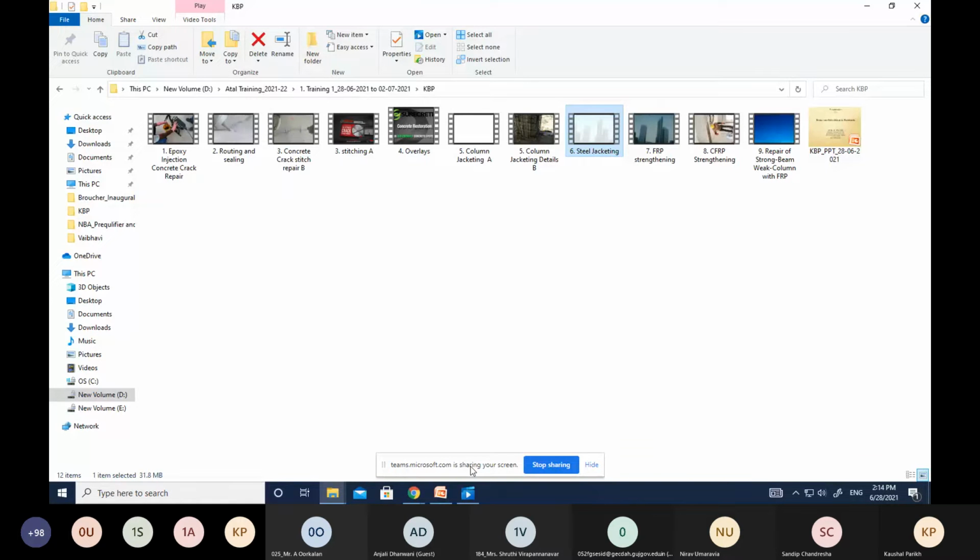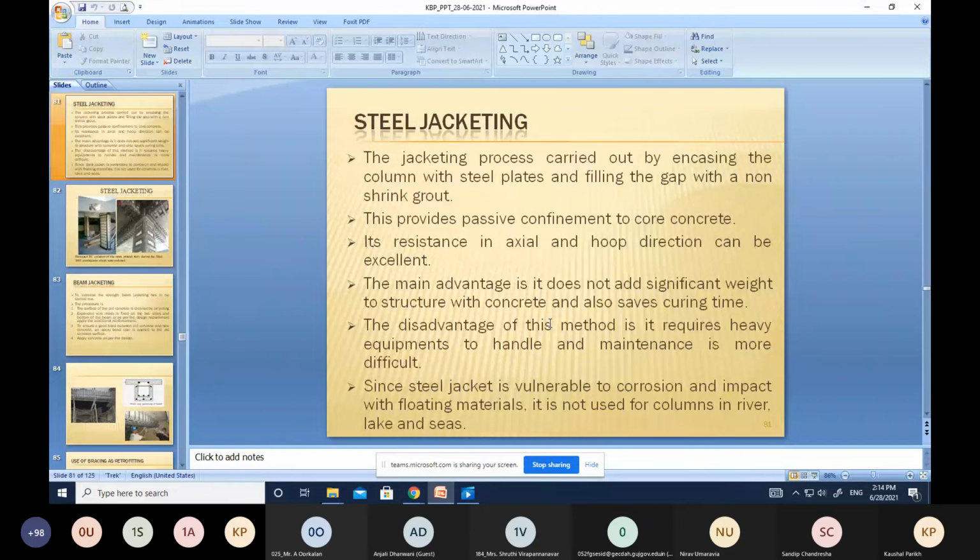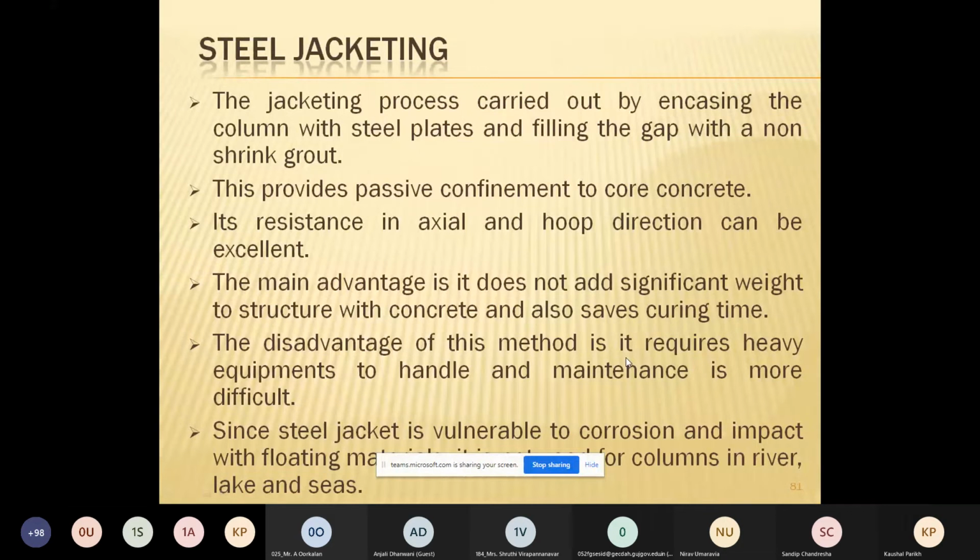Now let us understand what steel jacketing is after looking at the video. Now there may be a doubt in your mind which has been cleared. What is steel jacketing? The jacketing process is carried out by encasing the column with steel plates and filling the gap with non-shrink grout. This provides a passive confinement to the core concrete. Its resistance in axial and hoop direction can be excellent.